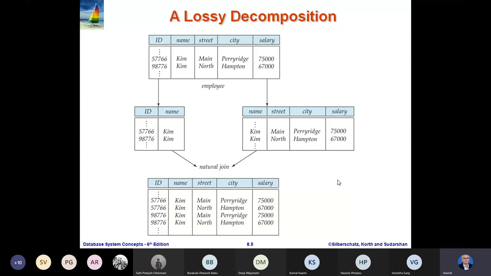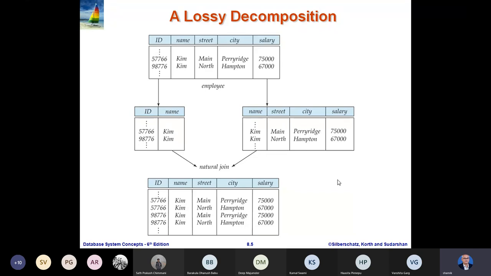But more tuples actually means that there is less information, because now what has happened is that the fact that this Kim North Hampton 67,000, you cannot distinguish from the Kim Main Perry Ridge 75,000, both having this ID value of 57766, and likewise for the two Kims with 98776. And what it means is that you have lost the information which Kim is which one. Okay, so that's why it's called a lossy decomposition.